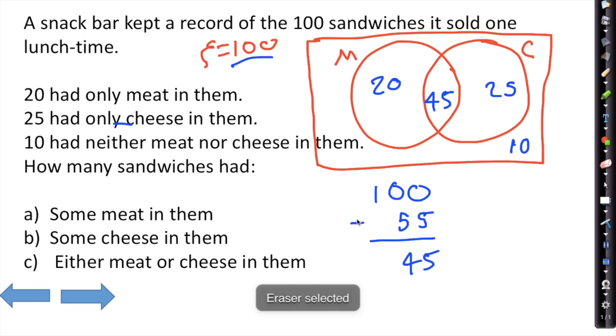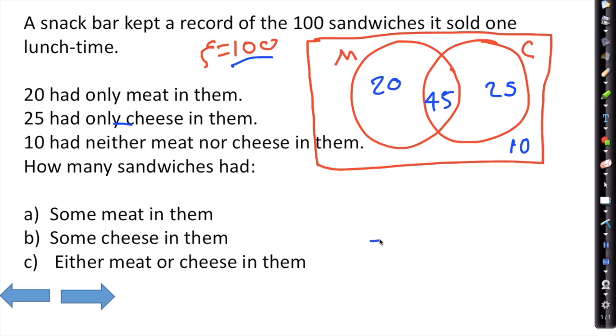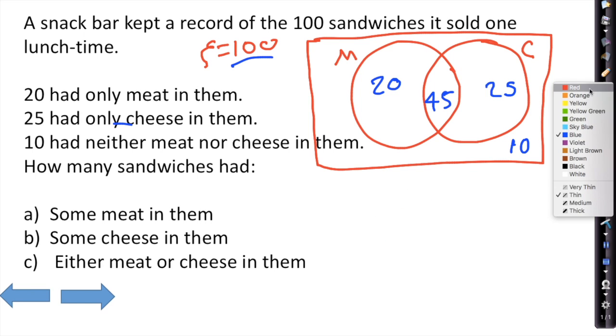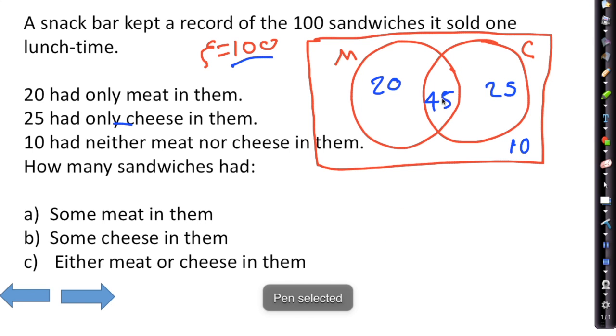So to answer the question, how many had some meat in them? Well, these have only meat. These have meat and cheese. So some meat includes 20 and 45, because these ones, remember, have neither meat nor cheese. So there's 20 plus 45, which is 65. And we don't want it as a probability. So how many sandwiches? 65.